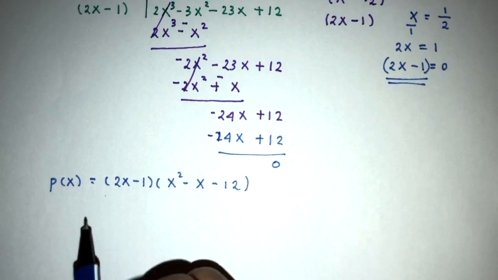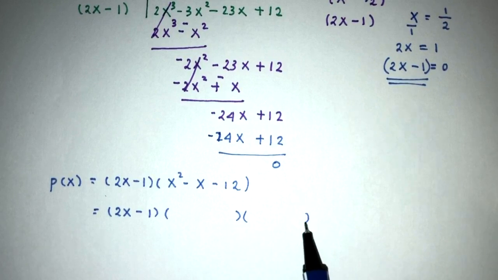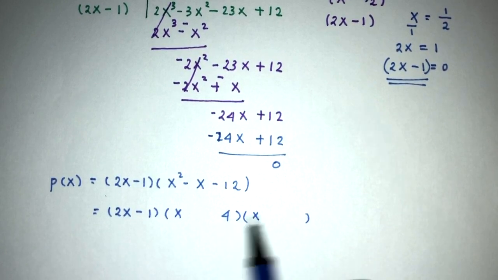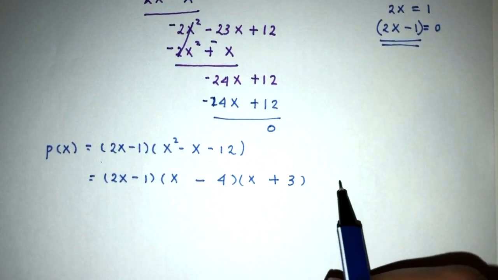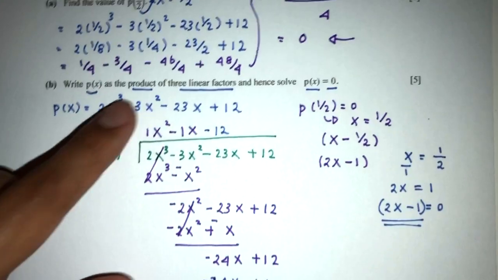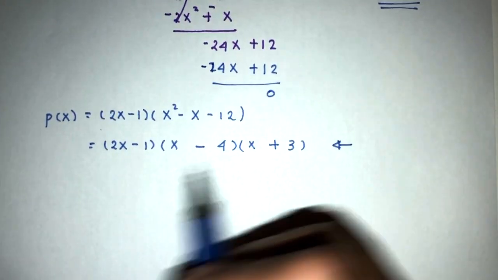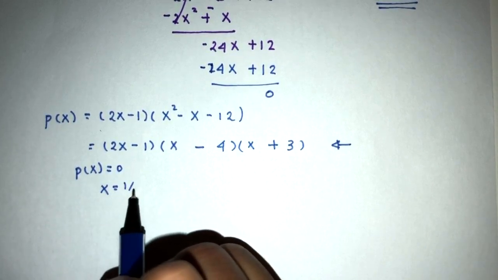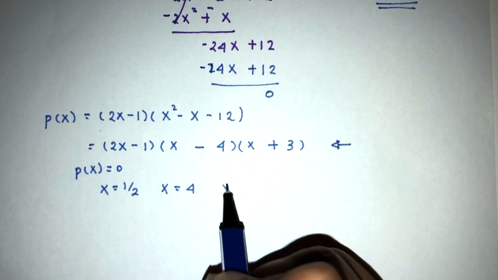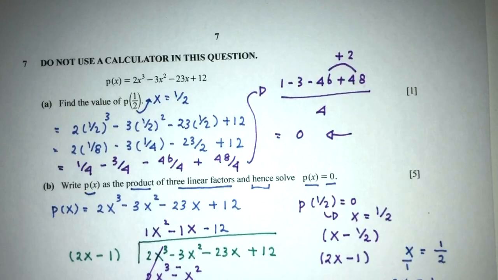So let's see what we have. We can factorize the other side as well. That will be x times x. 12 is 4 times 3. To get minus 1, we have to have minus 4 plus 3. So this is the factorization as a product of 3 linear factors. And to solve this, using that, it is pretty easy. We just have to equate that to 0. You will have x is half, x is 4, and x is equal to minus 3. Okay, that is question number 7.